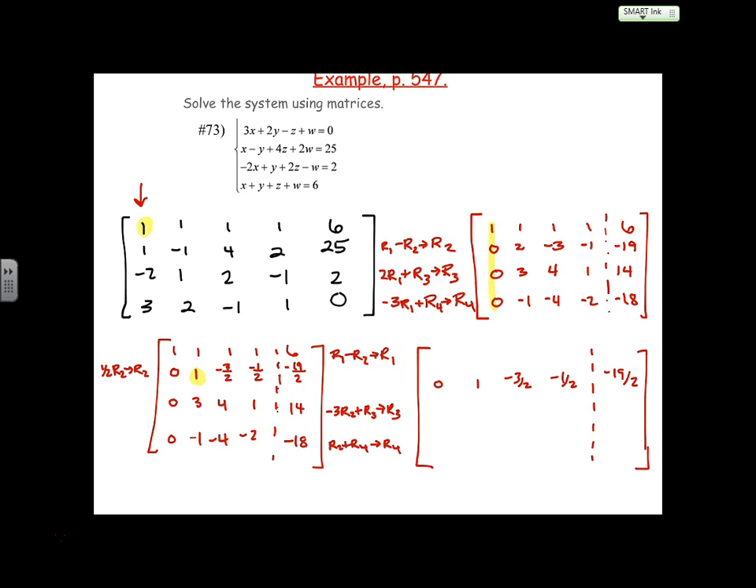Alright, for the first one, row 1 minus row 2. Top minus bottom. 1 minus 0 is 1. 1 minus 1 is 0. There he is. 1 minus negative 3 halves. 1 plus 3 halves. That's 5 halves. 1 minus negative 1 half. 1 plus 1 half. That's 3 halves. 6 minus negative 19 halves. That's 6 plus 19 halves, which would be 18 plus 19, 27 halves.